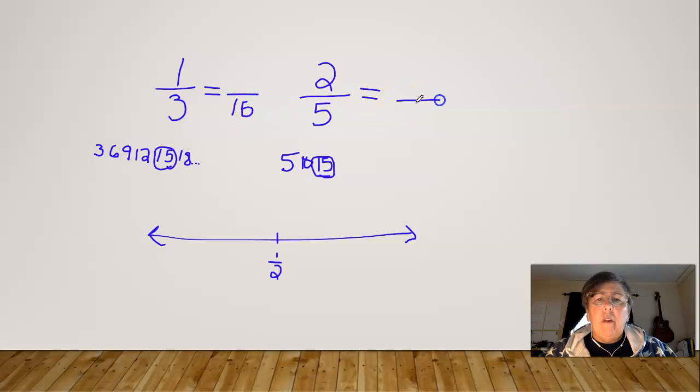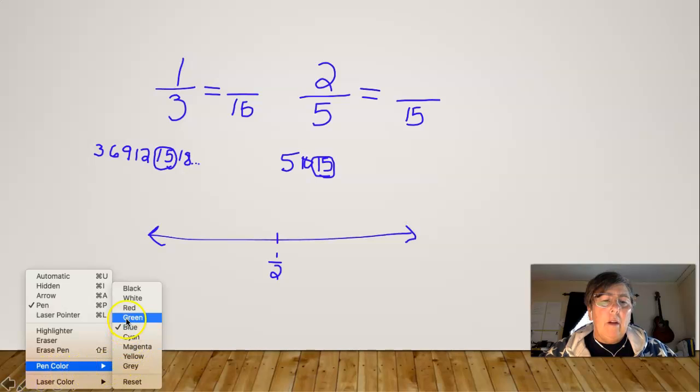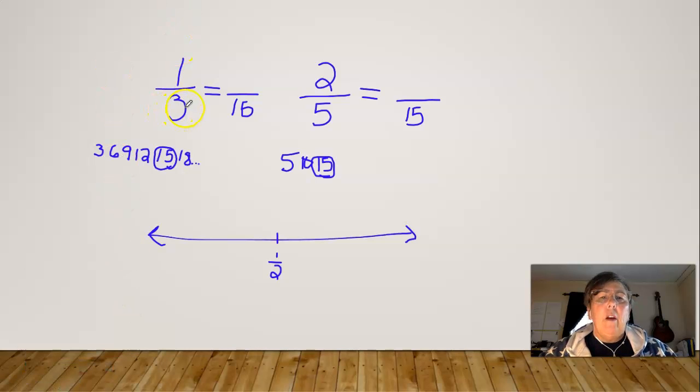And I'm going to do the same thing over here. 15. Now let me change the color so that we're sure we know what we're doing. Let's go to red. All right, so let's see. 3 times what gives me 15? 3 times 5 gives me 15. And remember, whatever I do to the bottom, I do to the top. So 1 times 5 is 5.